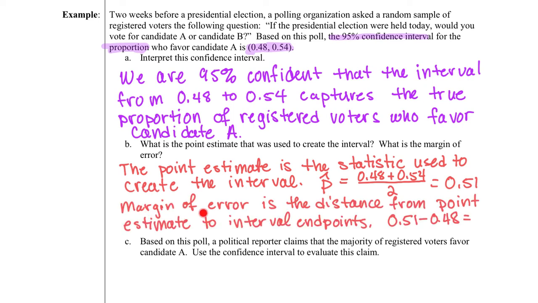The second part of the question asks about the margin of error. The margin of error is the distance from the point estimate to interval endpoints. So I can take that point estimate, subtract either one of my endpoints. Since it's a distance, positive, negative doesn't matter, and we'll actually get plus or minus 0.03 would be my margin of error. So you can see that that's the distance from p hat to the endpoints of the interval.